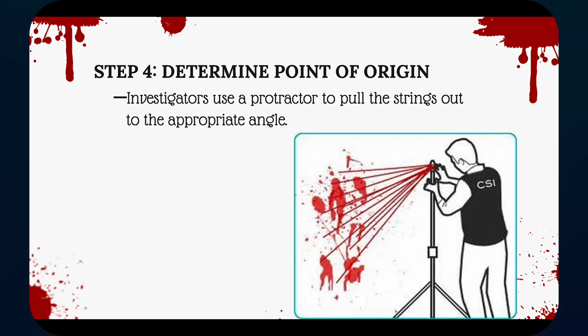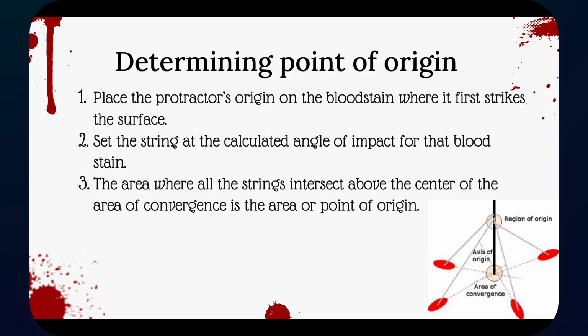Then investigators are going to use a protractor, using those angles that we came up with, and pull the strings out at that angle. You'll place the protractor's origin, that's the middle of it, on the blood stain where it first strikes the surface, set the string at the calculated angle of impact for that blood stain, and the area where all the strings intersect above the center of the area of convergence is the area or point of origin. And this is what that can look like in real life.